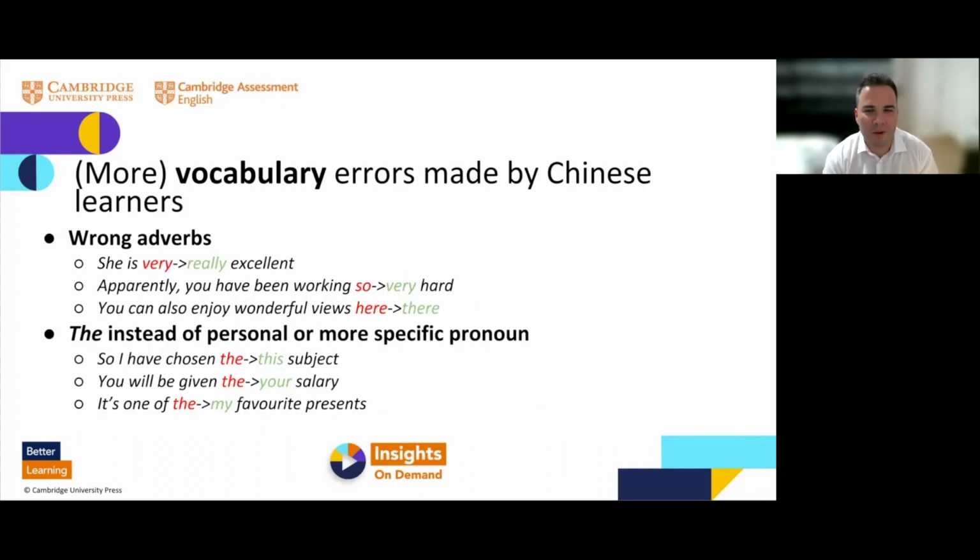Some more vocabulary observations. We notice that a lot of adverbs are mixed up. We can see overuse of "very". There are some adjectives which can't take degree adverbs like "very", so we have to use "really" instead. But we do not use "very" instead of "so" before most adjectives to indicate degree.